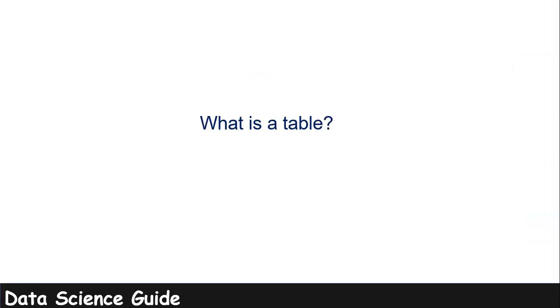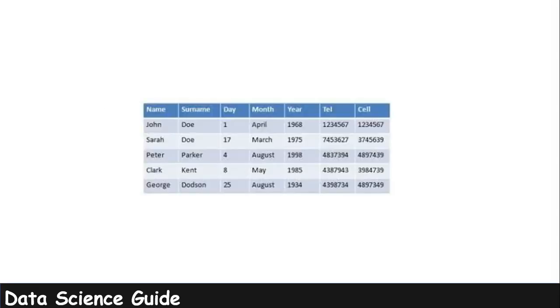First we need to know what a table is. A table is the database unit where data is stored. For example, let's have this table and we have this data. We call a row in a table a record, where data related to one person or one object is represented in that row.